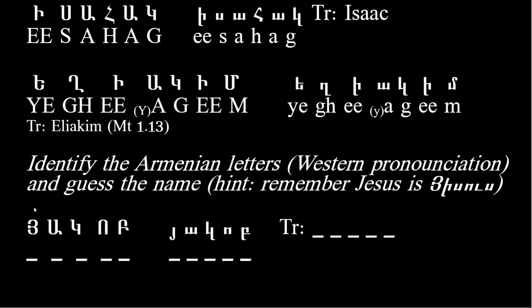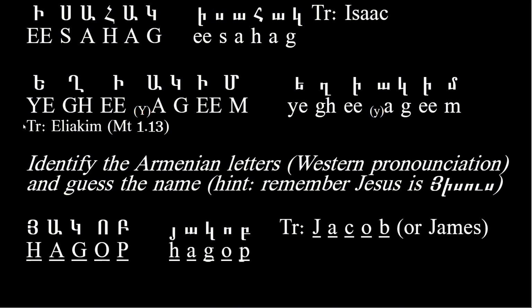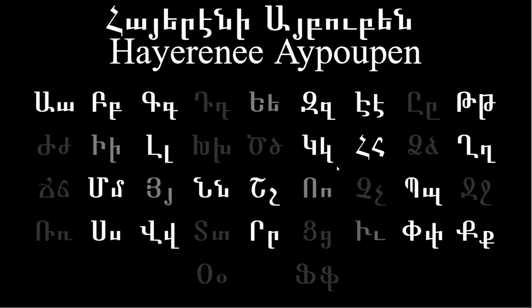So pause the video and I'll show the solution in 3, 2, 1. Hagop. Hagop, which translates to Jacob, or more commonly known in English as James. And now we've unlocked the third letter of that group.